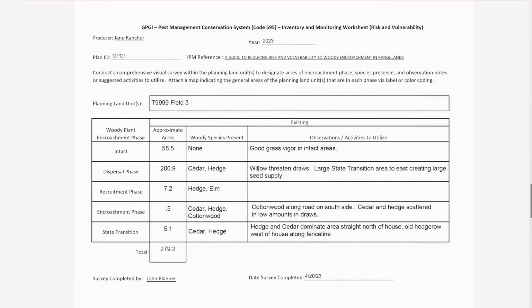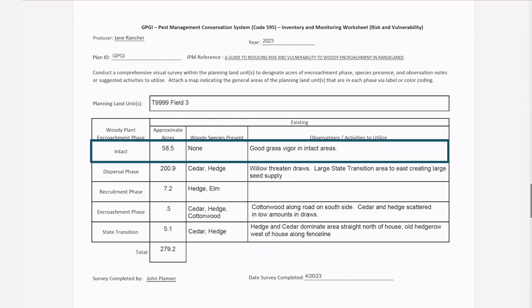The next page is the Kansas Pest Management Conservation System worksheet. It takes acres of each one of the phases that was located on the previous map and documents the acres of the species that are present, and other observations. The columns depict woody plant encroachment phase, approximate acres, woody species present, and observations or activities to utilize.